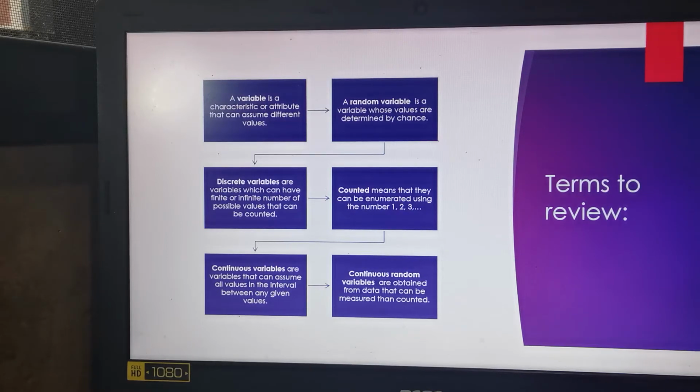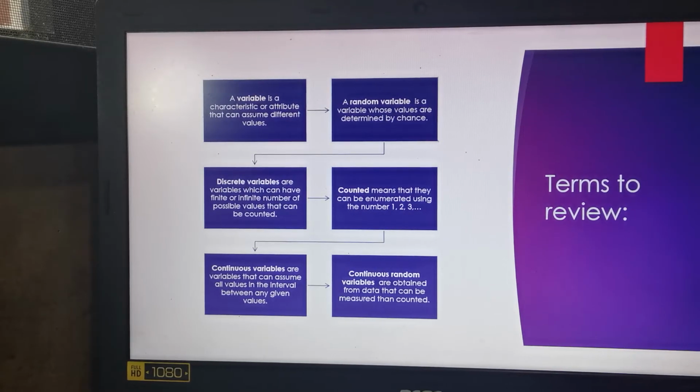Okay, a variable is a characteristic or attribute that can assume different values. We have already talked about this during the first week of our course, right? So when we say variable, these are symbols or letters of the alphabet that represent unknown values. Then, a random variable is a variable whose values are determined by chance. So it is not designated, it is not specifically picked. Okay, it is at random.